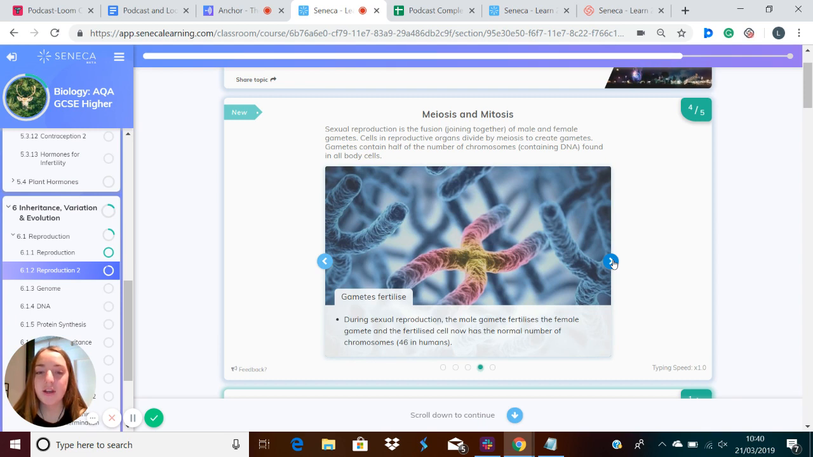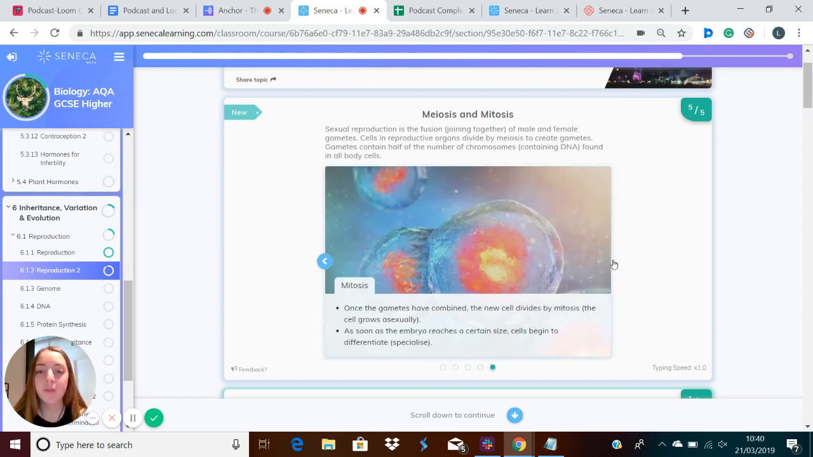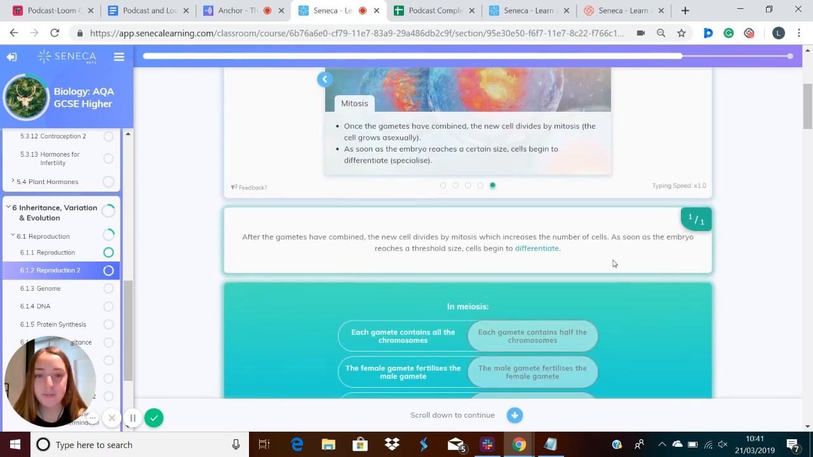During sexual reproduction, the male gamete fertilizes the female gamete, and the fertilized cell will now have the normal number of chromosomes, which in humans is 46, so 23 pairs. Once the gametes have combined, the new cell will divide by mitosis, so the cell will grow asexually. As soon as the embryo reaches a certain size, the cells begin to differentiate, which means specialize. So a cell might become a bone cell or a muscle cell or a brain cell. That means it's becoming specialized.